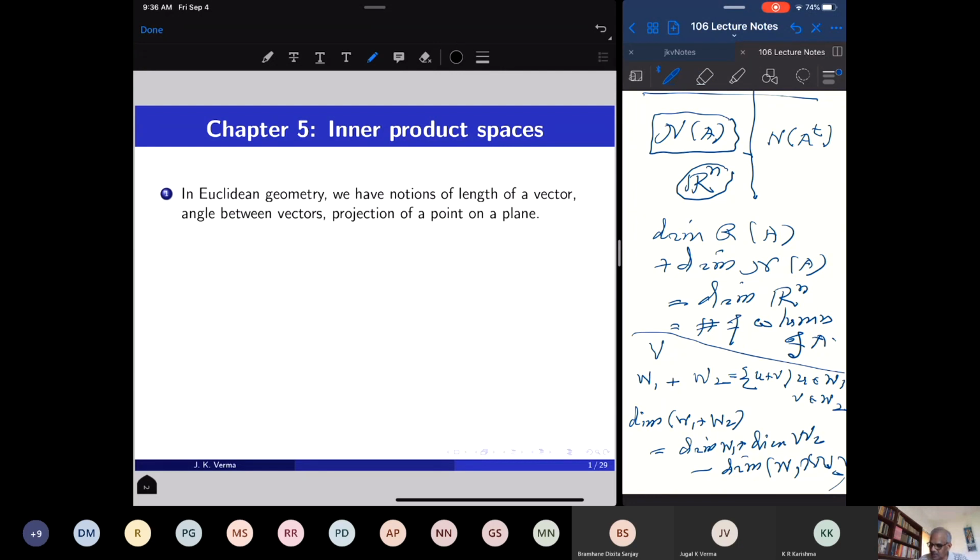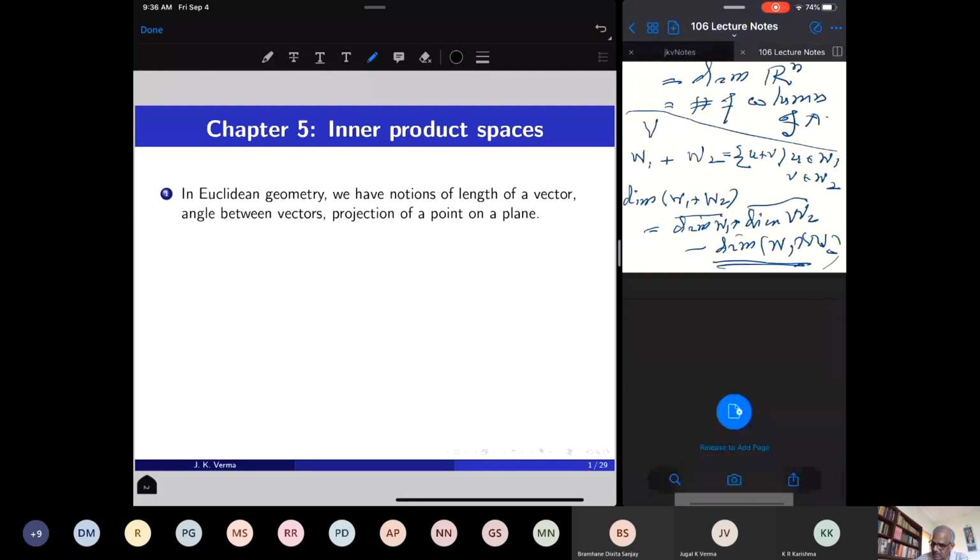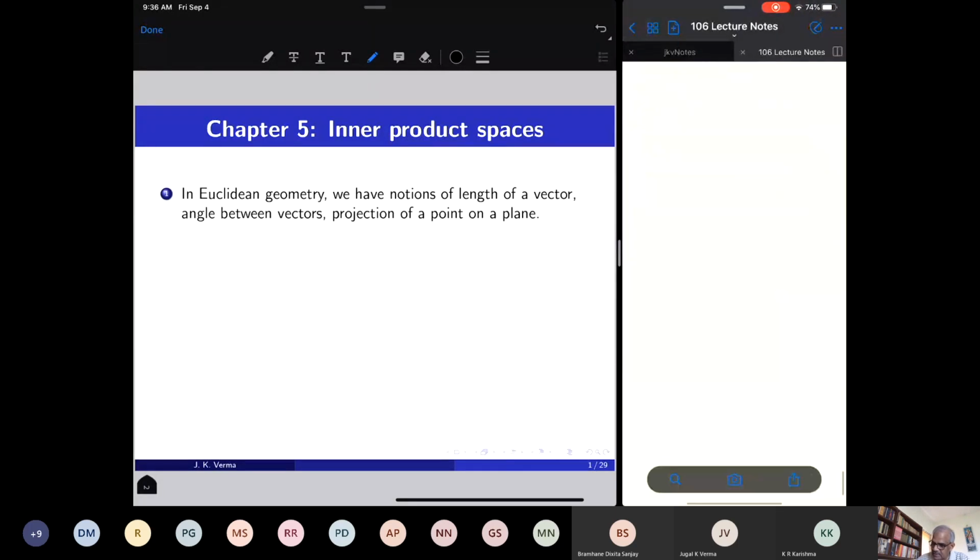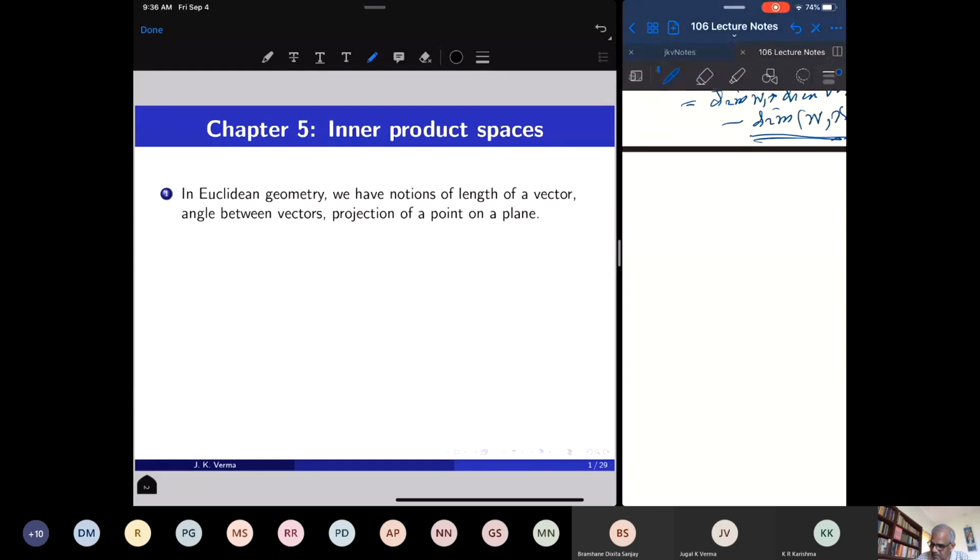If you apply this formula to the null space and row space, it says the dimension of the sum of the null space and row space is the dimension of the row space plus the dimension of the null space. But that is already equal to the dimension of the whole space, and therefore the intersection has to be 0. The row space of the matrix and the null space of the matrix intersect only in the 0 vector.